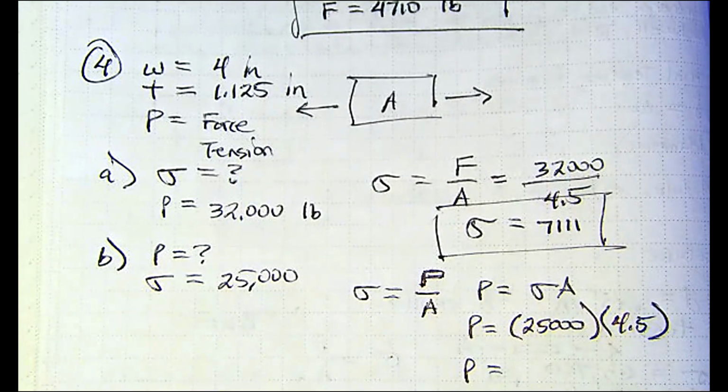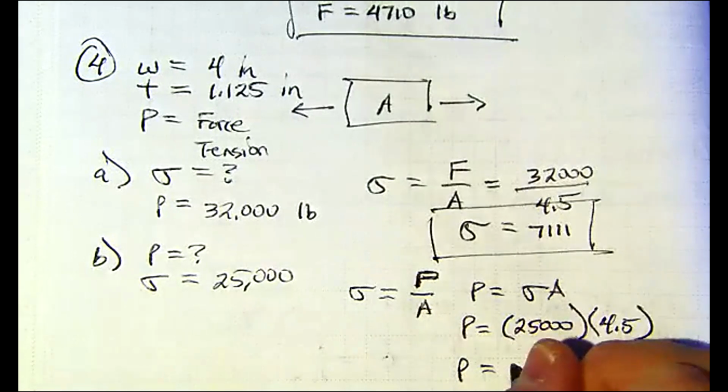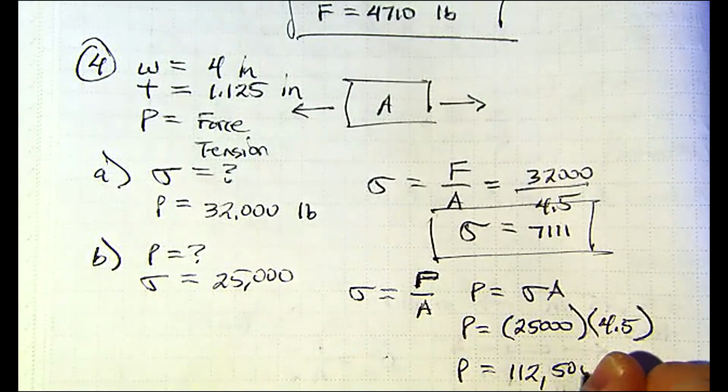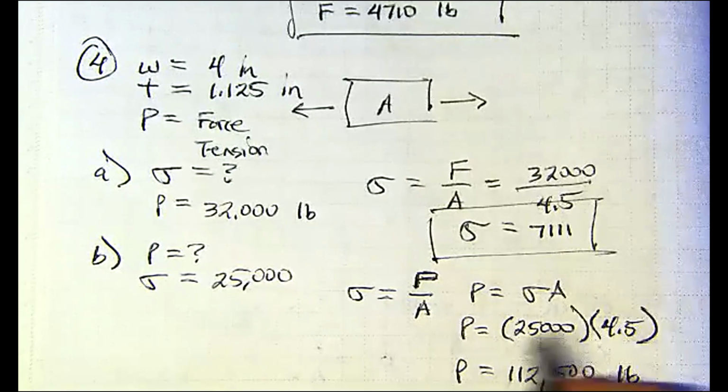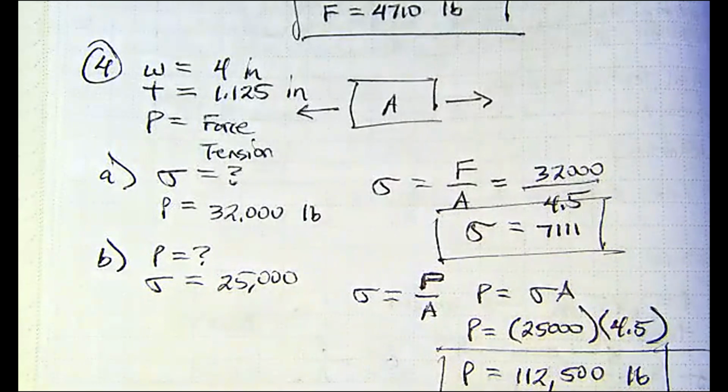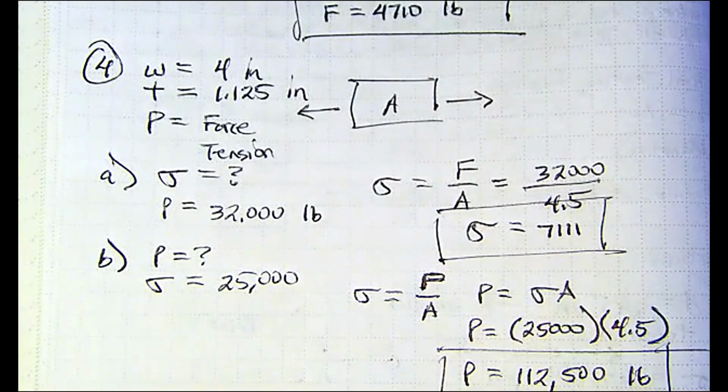Hey Siri, what is 25,000 times 4.5? 112,500 pounds. I think that's right. If my math is right, I'm pretty sure the rest of it's right.